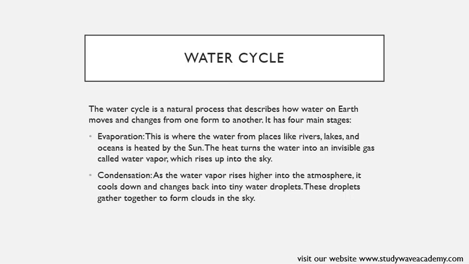Evaporation. This is where the water from places like rivers, lakes, and oceans is heated by the sun. The heat turns the water into an invisible gas called water vapor, which rises up into the sky. This happens when the sun's energy heats up the water in oceans, rivers, lakes. The heat causes the water to turn into water vapor, which rises into the sky.